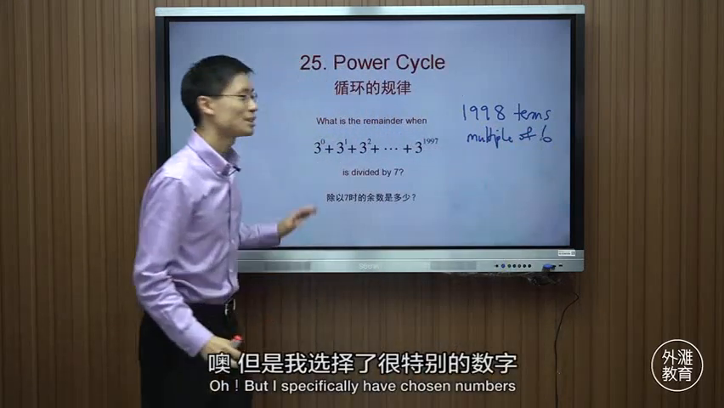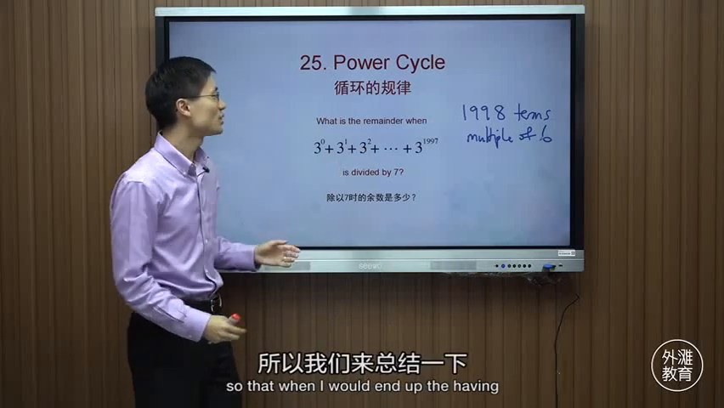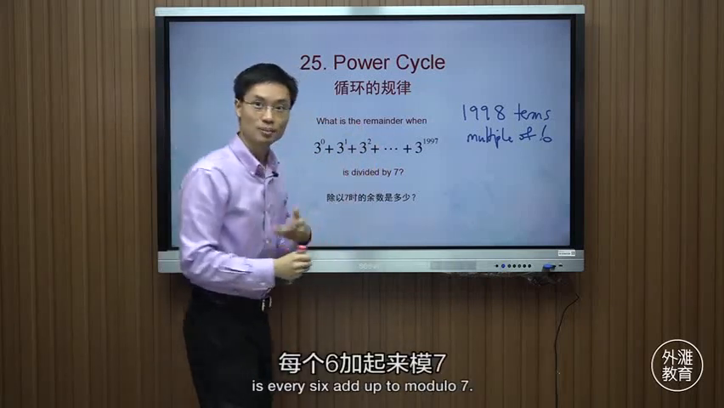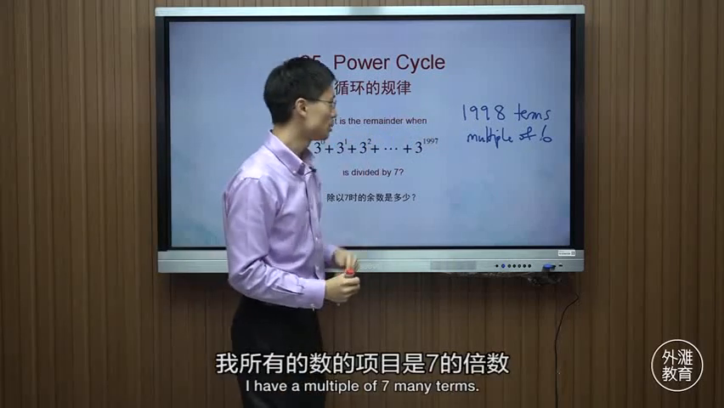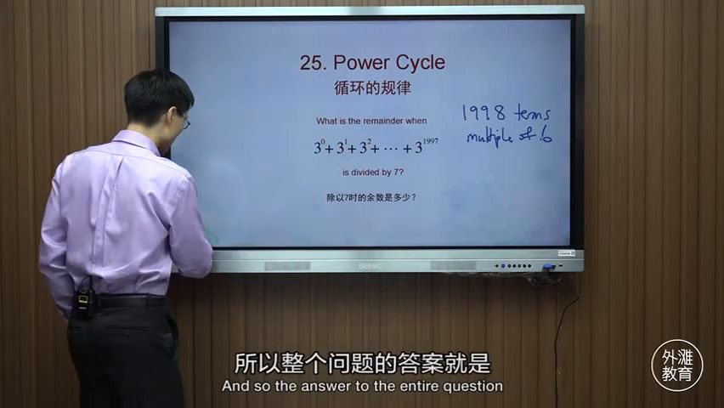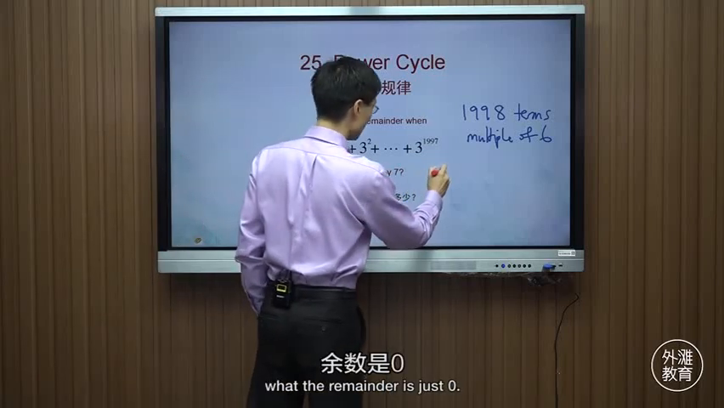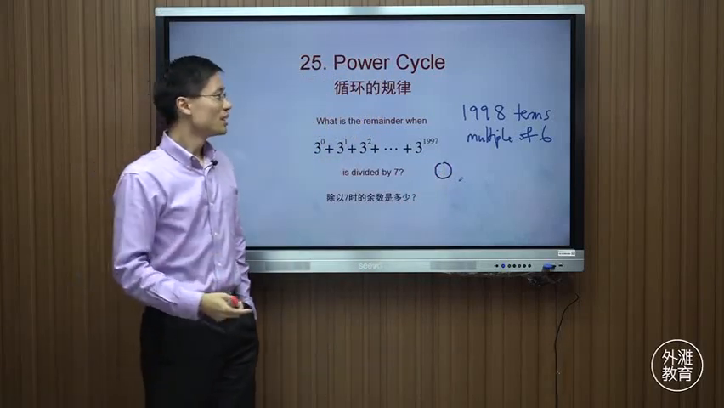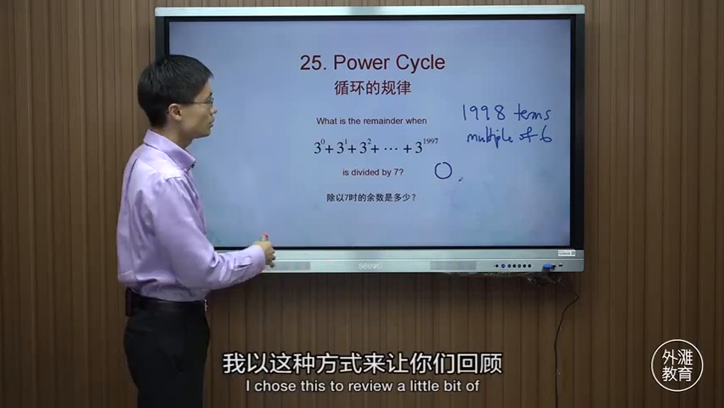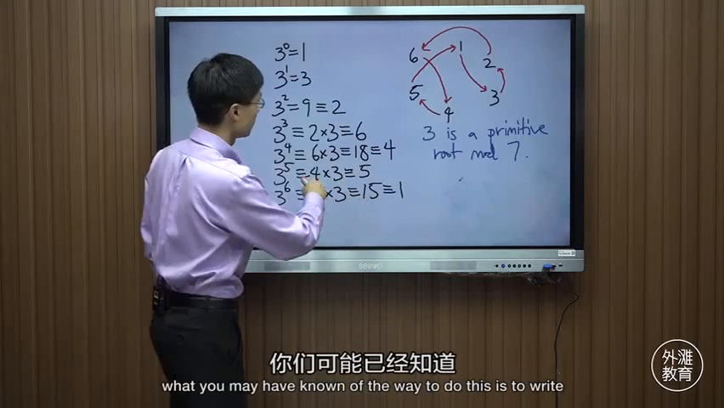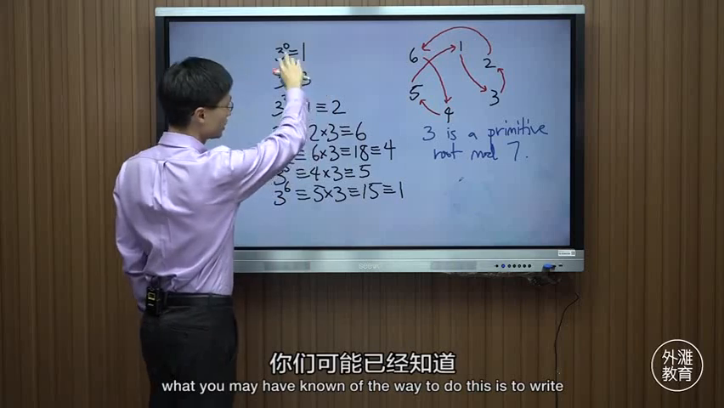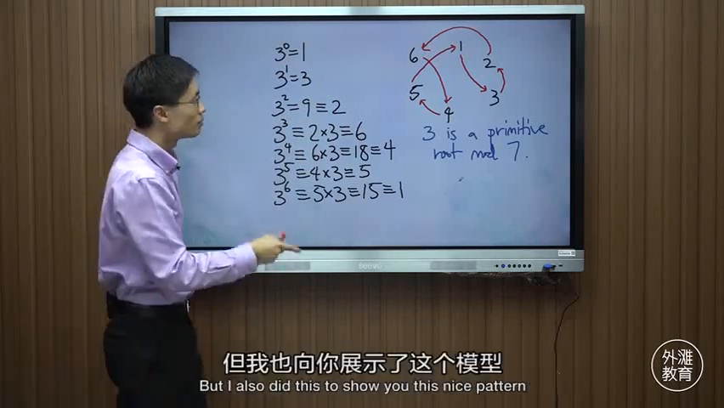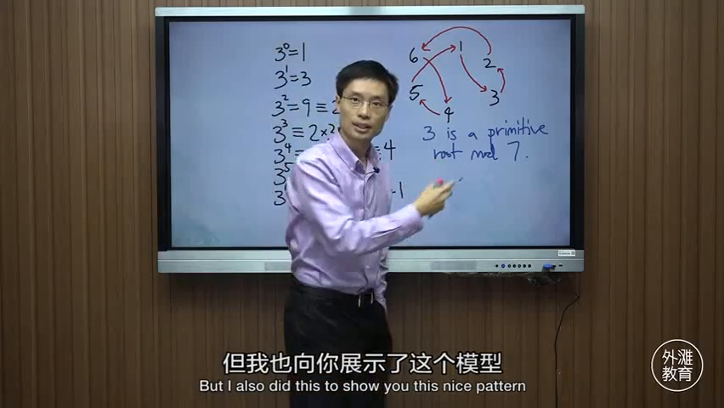Oh, but I specifically had chosen numbers so that what I would end up having is every 6 adding up to 0 mod 7. I have a multiple of 6 many terms, and so the answer to the entire question, what the remainder is, is just 0. Everything cancels. I chose this to review a little bit of what you may already have known of the way to do this. The way to do this is to write these powers of 3 and look for when they repeat. But I also did this to show you this nice pattern.